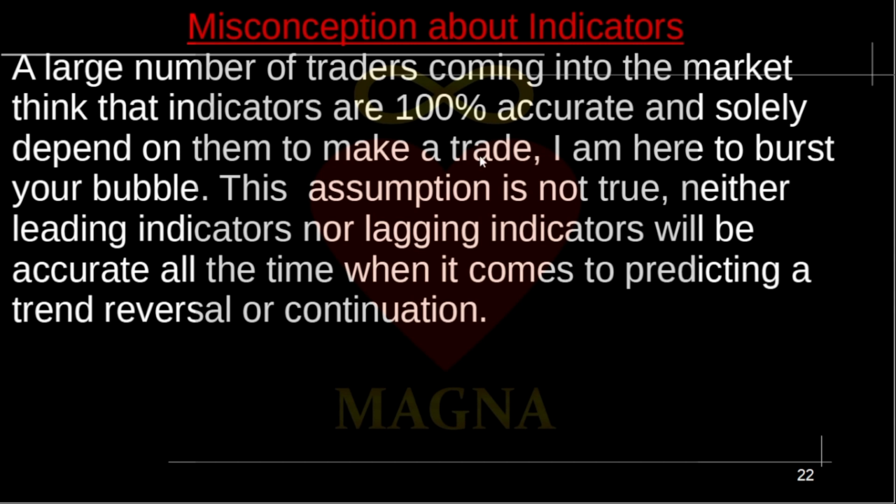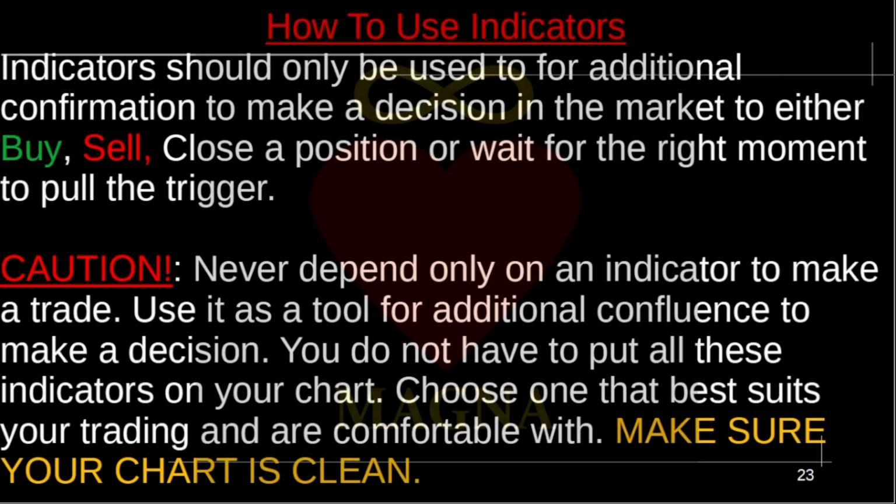We come to the misconception about indicators. A large number of traders coming into the market think that indicators are 100% accurate and solely depend on them to make a trade. I'm here to burst your bubble. This assumption is not true. Neither leading indicators nor lagging indicators will be accurate all the time when it comes to predicting a trend reversal or continuation.